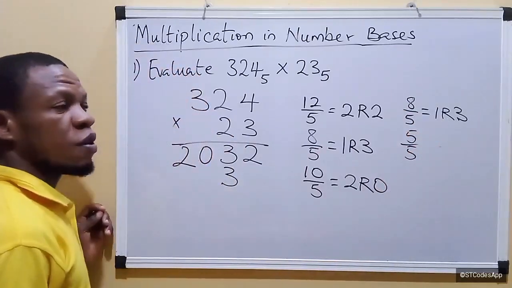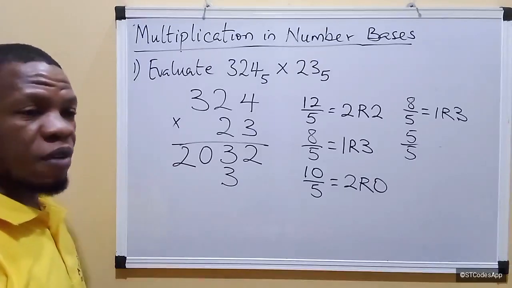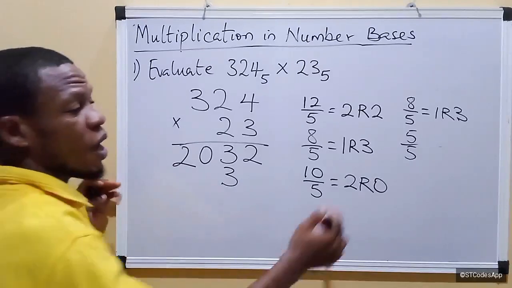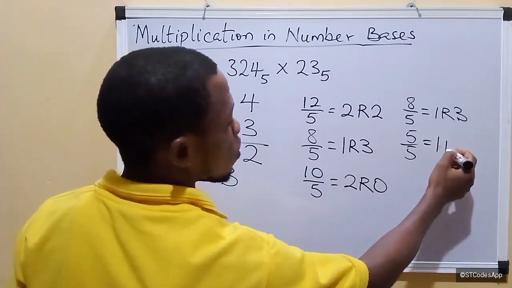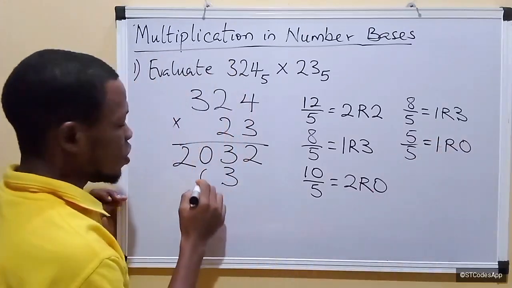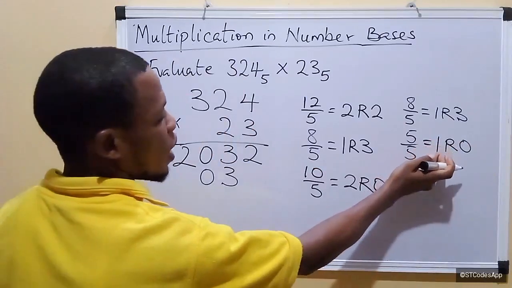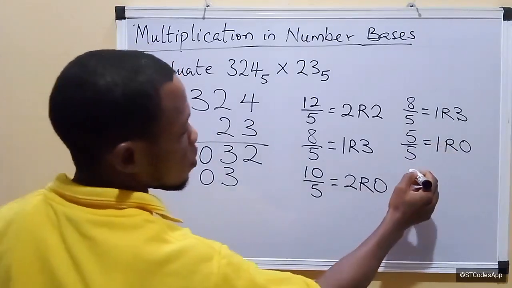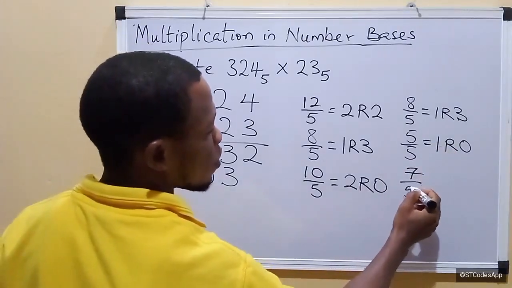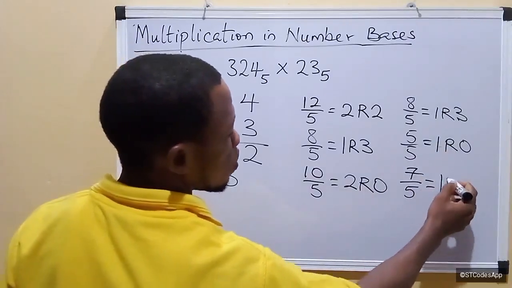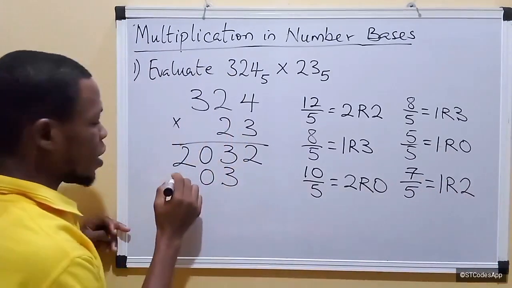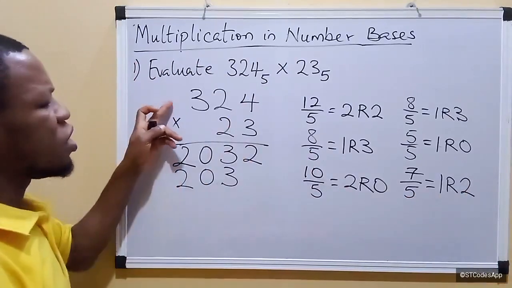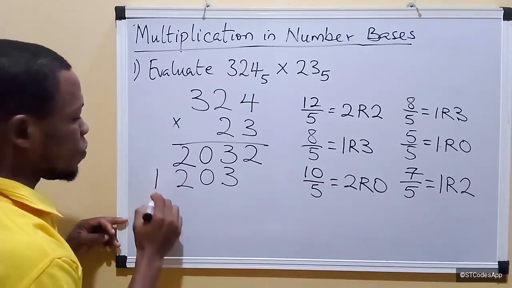Remember I said if we have a product that is equal to the base, we divide. If it is more than the base, we also divide. But if it is less than the base, we simply put it down. So we have 5 divided by 5, which is 1, remainder 0. So we write down our 0 here, and then we are going to carry 1 over. So we have 2 times 3, 6, plus the 1 left here, that is 7. So we have 7 divided by 5. That gives us 1, remainder 2. So I write down my 2 first, and then the 1 here is carried over. But since there's no other digit to multiply, we simply put down 1.